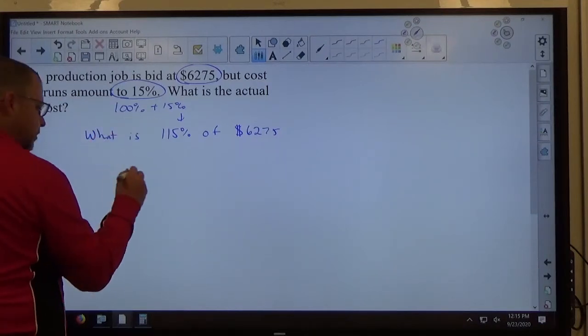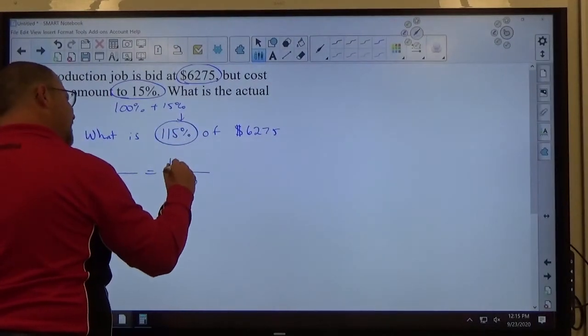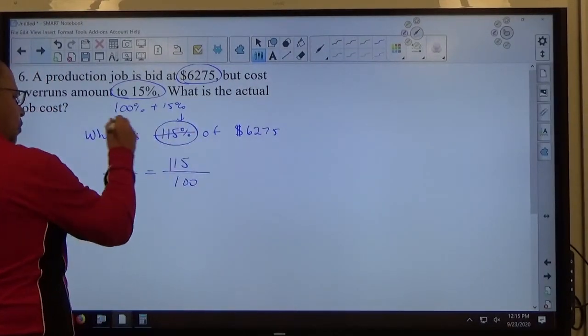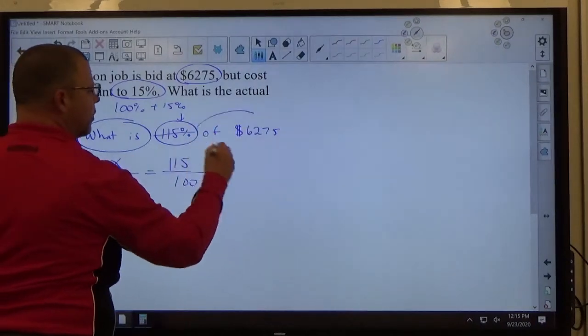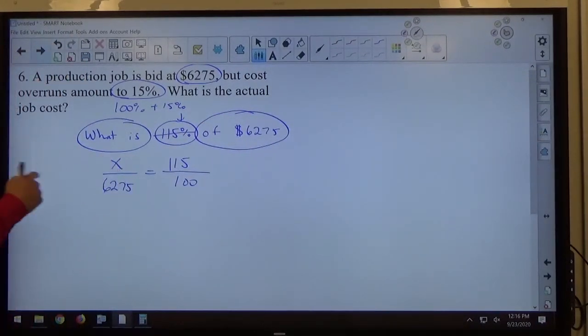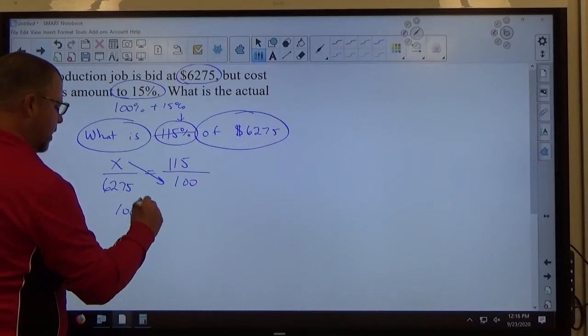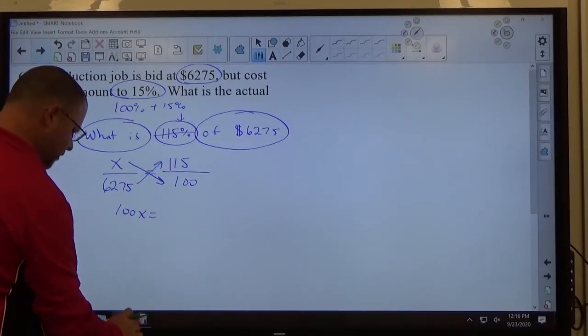So I have my fraction bar, 100, and 115% goes right there. What is, we don't know, of 6275, 6275 goes on the bottom every single time. We cross multiply: 100 times x equals 6275 times 115.